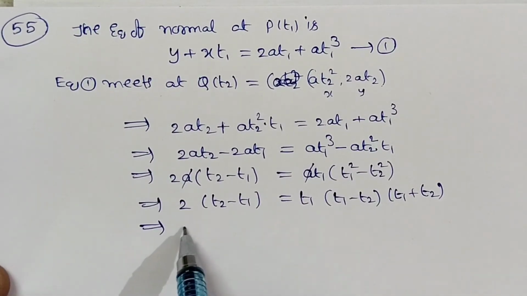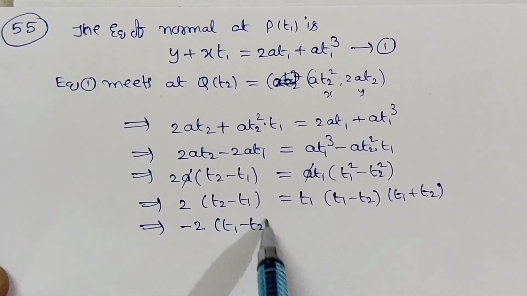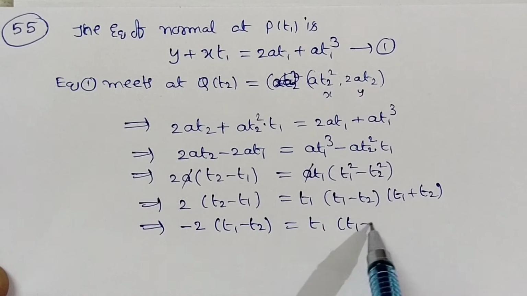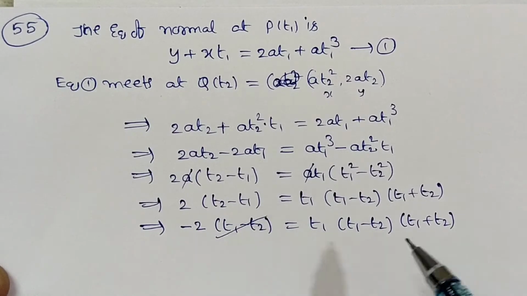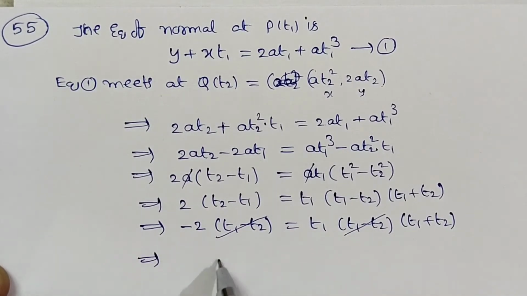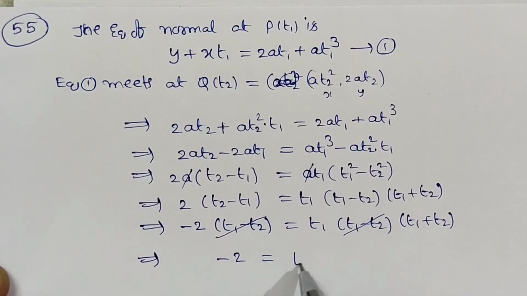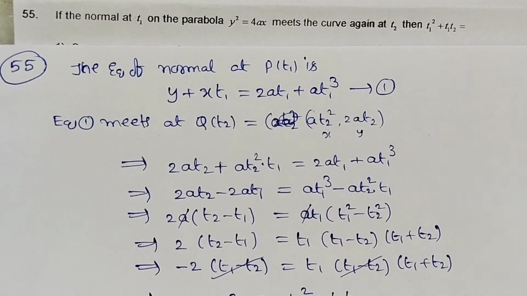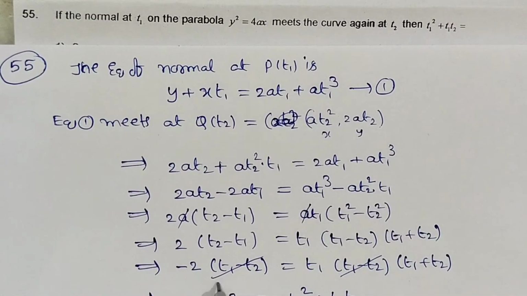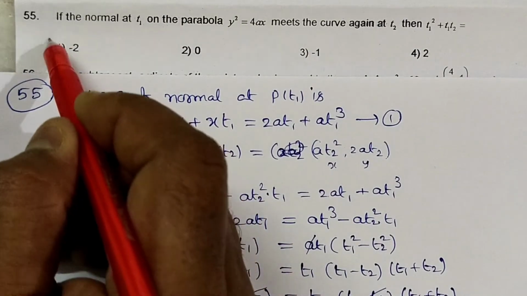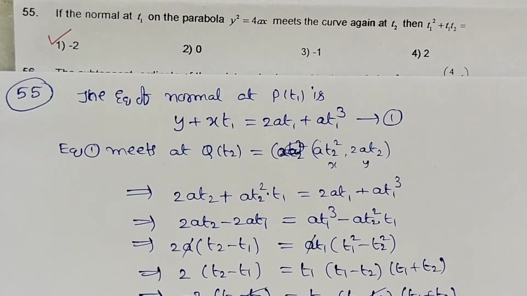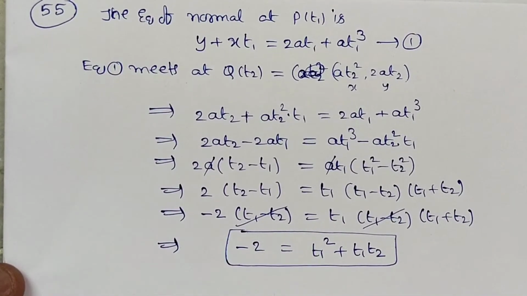That implies that minus, take common 2 times of t1 minus t2: t1 into t1 minus t2 into t1 plus t2. So on both sides t1 minus t2 get cancelled. Minus 2 equal to t1 into t1, t1 square, plus t1 into t2, t1 t2. In the required result they are asking t1 square plus t1 t2 only, no? So t1 square plus t1 t2 is equal to minus 2, which is there in the first option. We have t1 t2 plus t1 square equal to minus 2. We got the result.